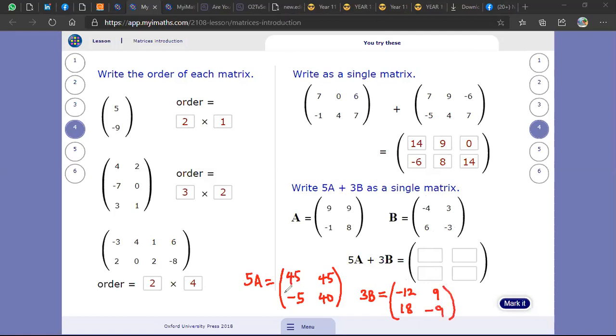So finally, I can then add them together. So that is going to give me 45 plus minus 12, okay? And that is going to give us 33. So I'm going to put the result here as 33. And then 45 plus 9, that's the next one. 45 here, plus the 9 here, elements in the same position. 45 plus 9 is going to give us 54. So we drop 54 here.